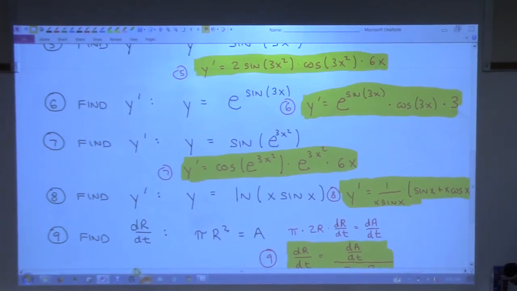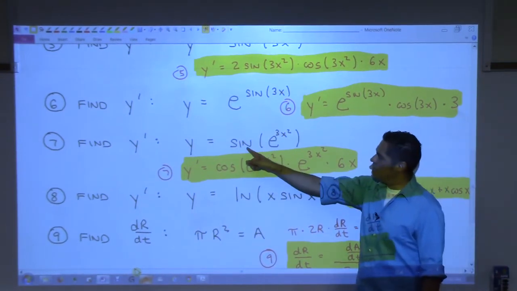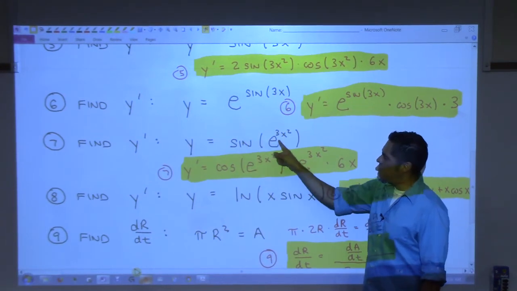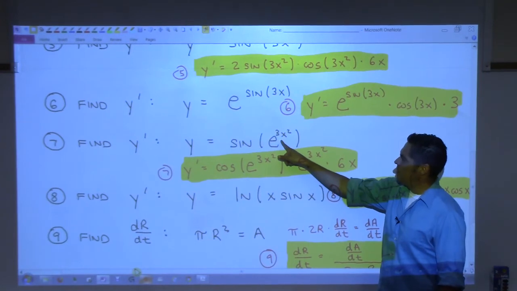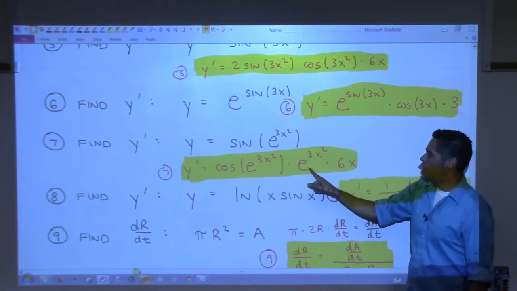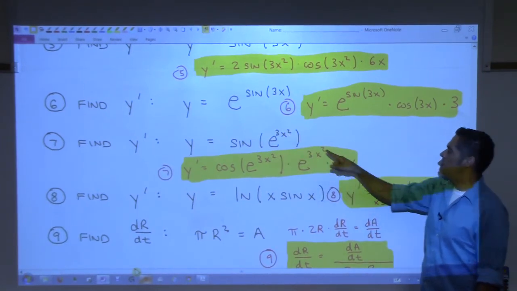All right, number 7 is another composition, but this time you have to start with the sine. The derivative of sine of something is cosine of it. Then the derivative of what's here is itself. And then times the derivative of what's up here, which is this.